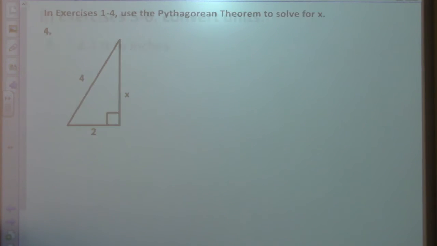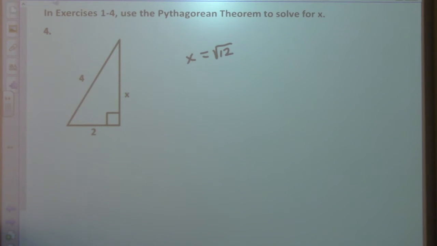For this one here, you should have x is equal to square root of 12. Is that what you got for that one? How'd you get that? 4 squared is 16. 2 squared is 4. 16 minus 4 is 12. Square root of 12, well, that's going to be x, right? So you'll be able to do these in your head.